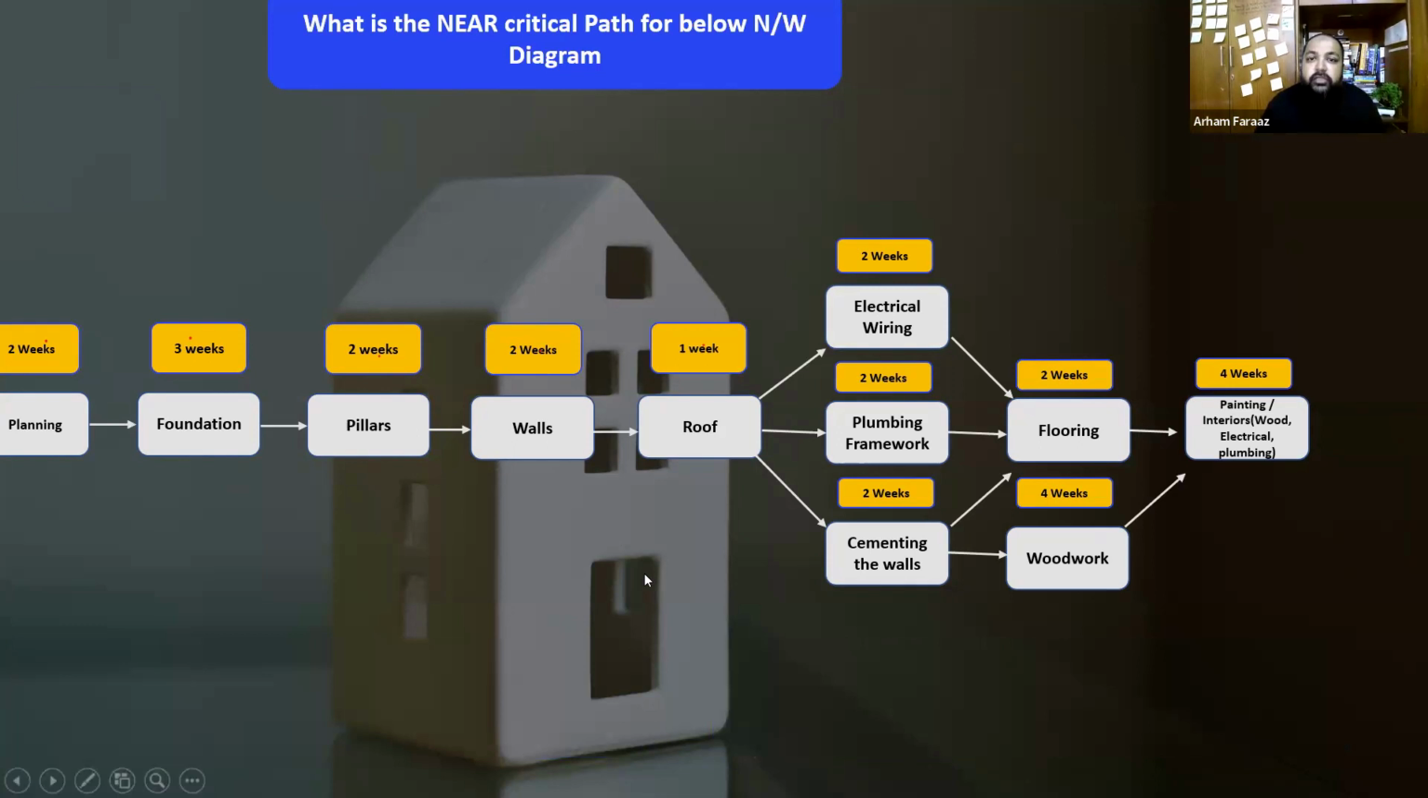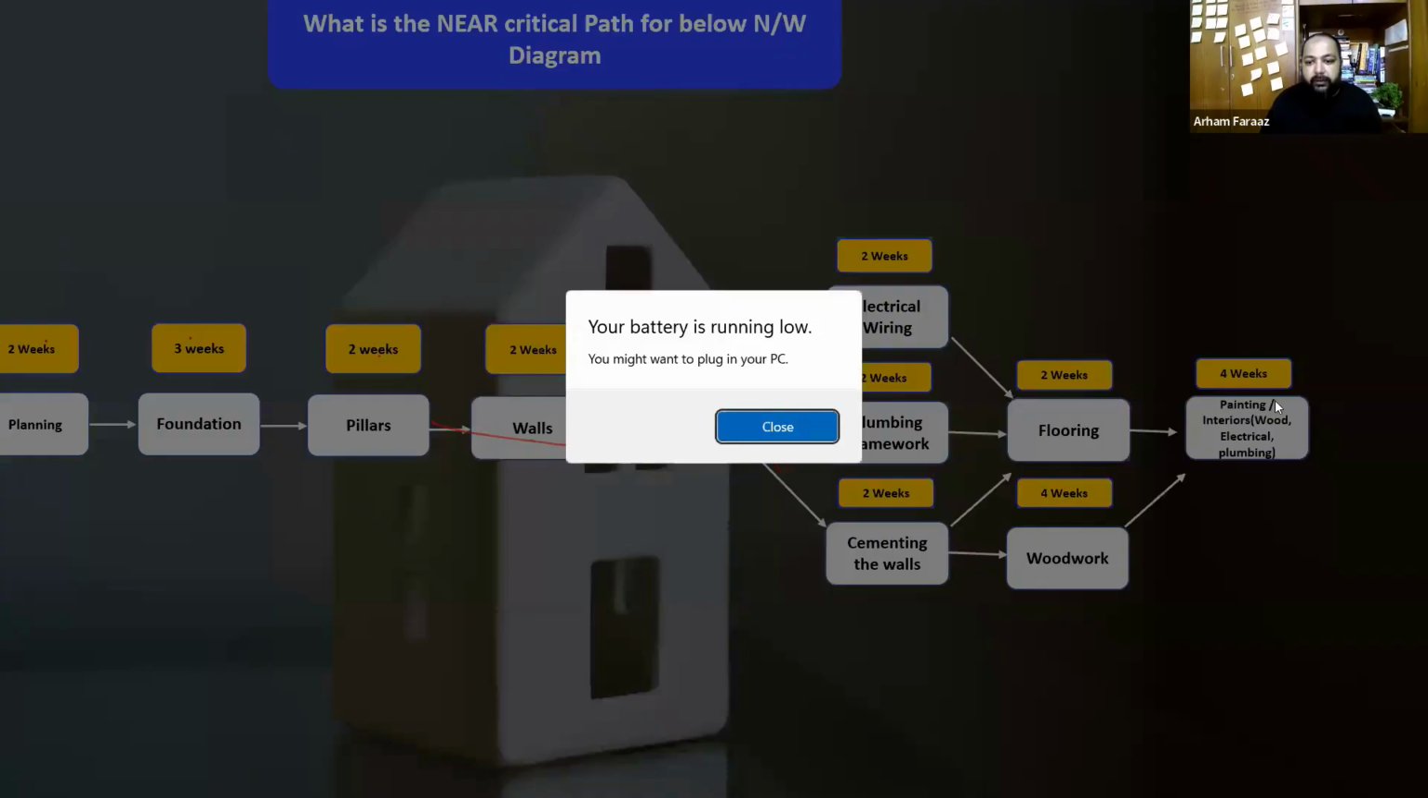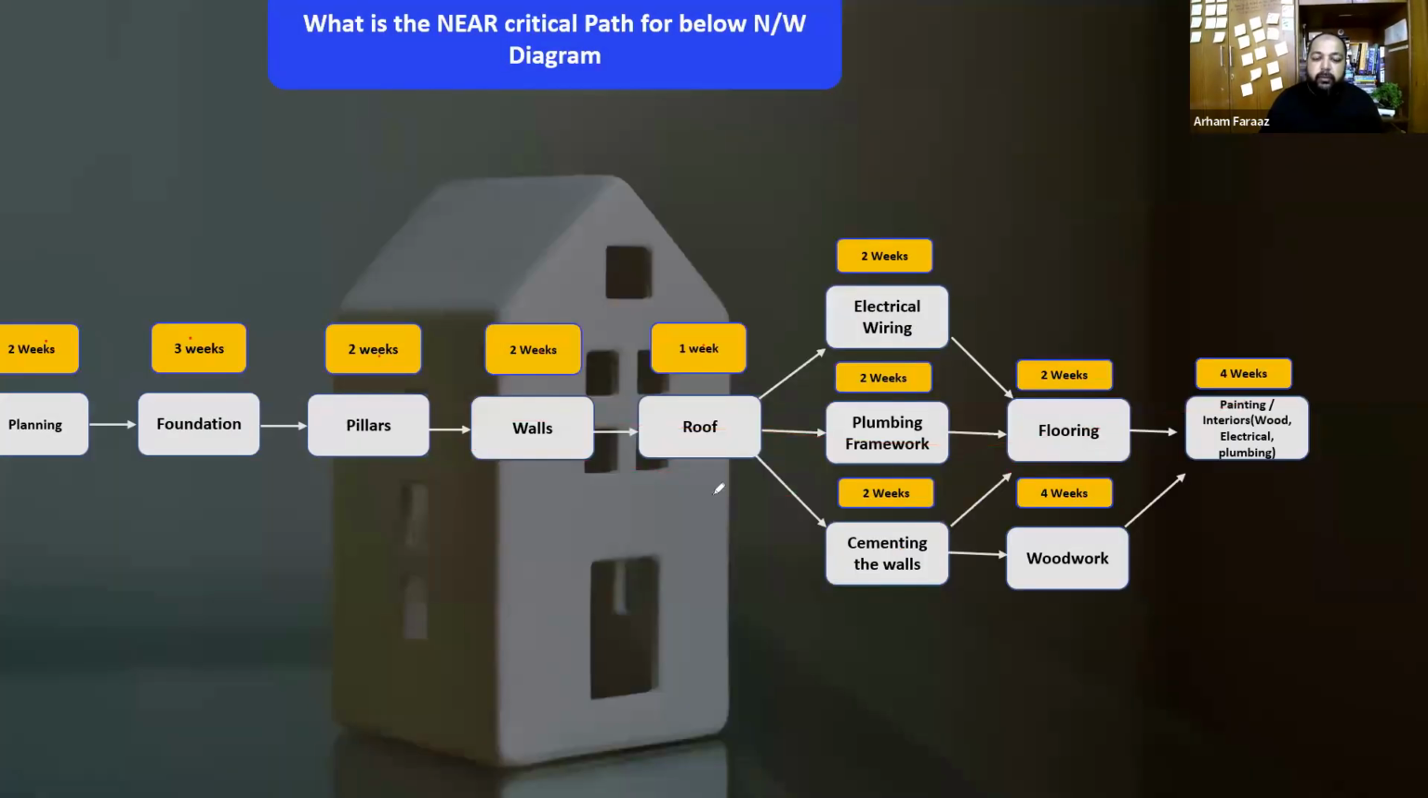Now, the next concept is called the near critical path. What is the near critical path? Okay, so we saw there are many paths on this particular project. There are 4 paths. The first path is this path, the second path is this path, the third path is this path, and the fourth path is this path, right? So many paths are available.